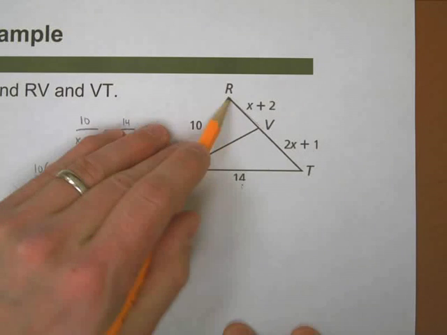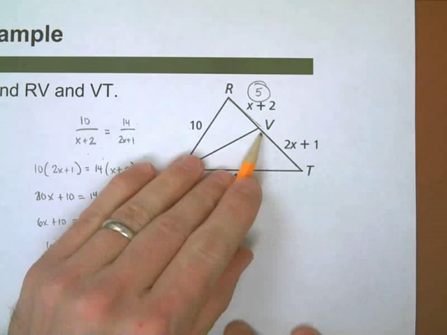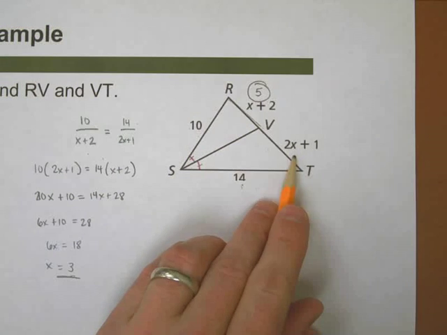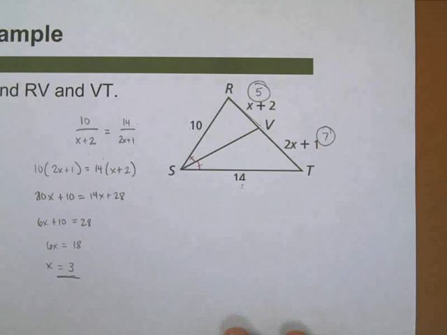That means RV must have been 3 plus 2, 5. And VT is equal to 2 times 3, which is 6. And 6 plus 1 is 7. So we see they're not equal to each other, right? We even see it here.